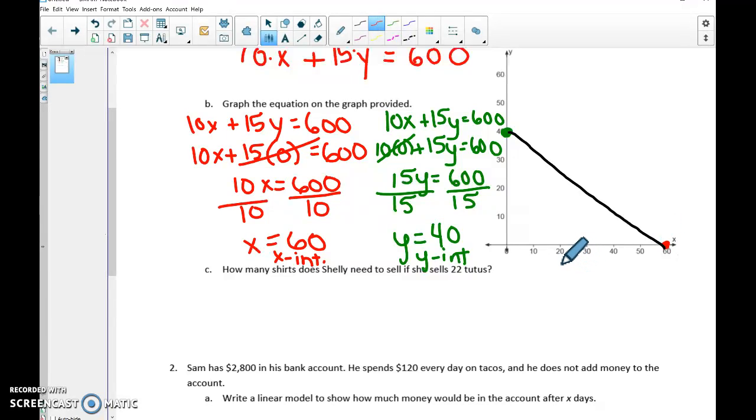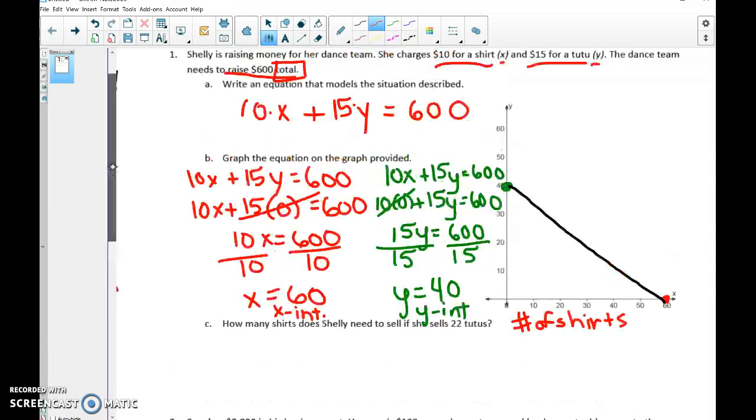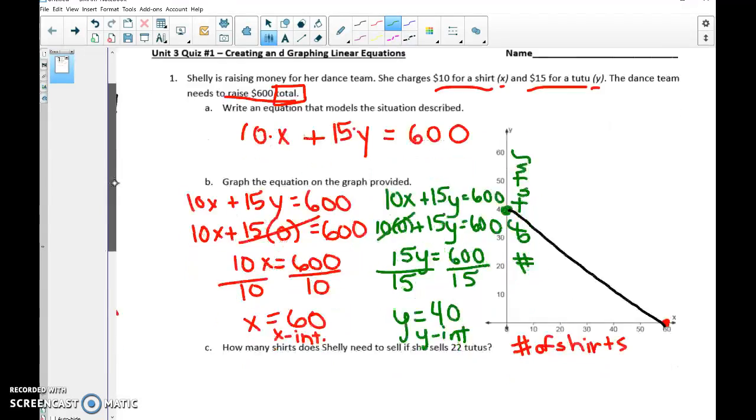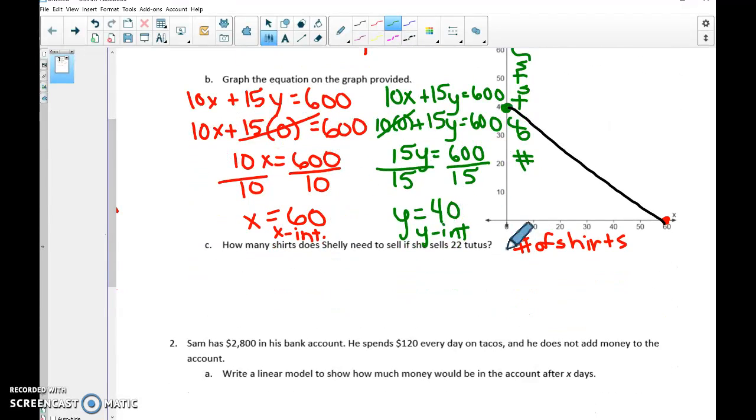So the x-axis, you need to put shirts. In fact, it's the number of shirts you sell. It's not the money. It's not the total. It's the number of shirts. The y-axis, sorry, my work is kind of in the way, so I'm going to put it here, is the number of tutus. So you do have to include that to get the credit. So finding the intercepts, label correctly.